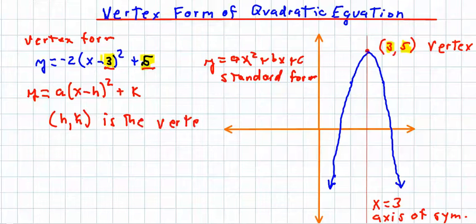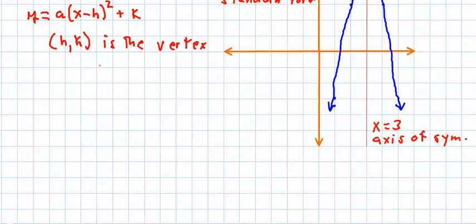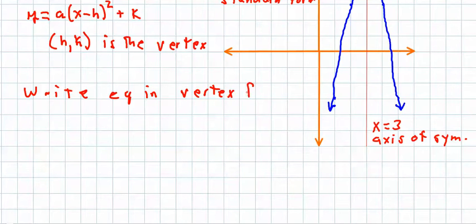All right, we're going to do a couple of simple examples. Today we'll do it with no fractions. So, write the equation in vertex form. All right, our equation is y equals x squared minus 6x plus 2. Now, when we do this, we're going to do it by completing the square.